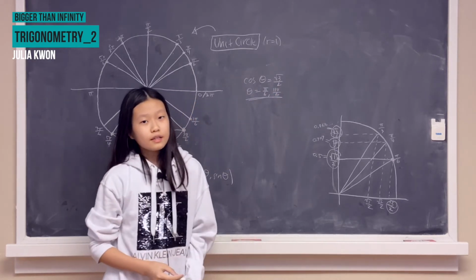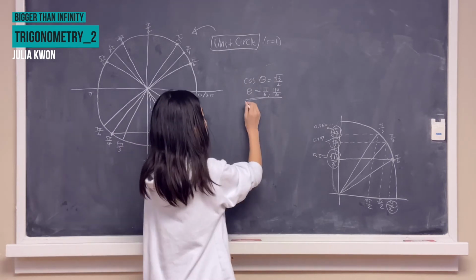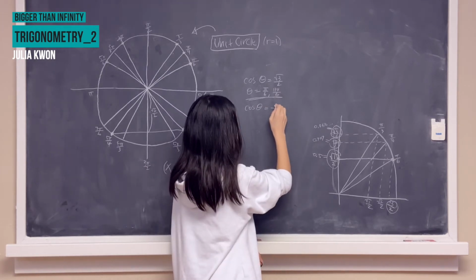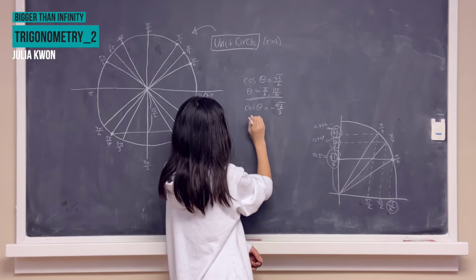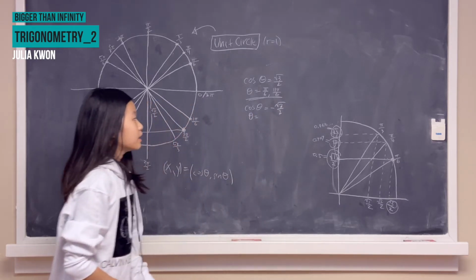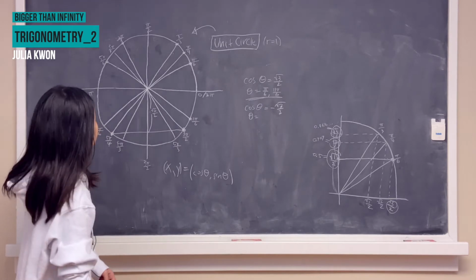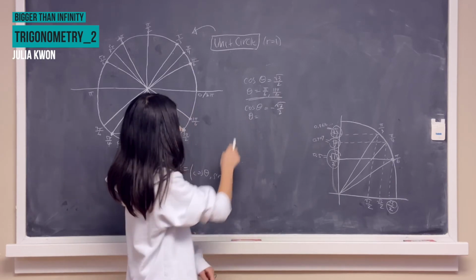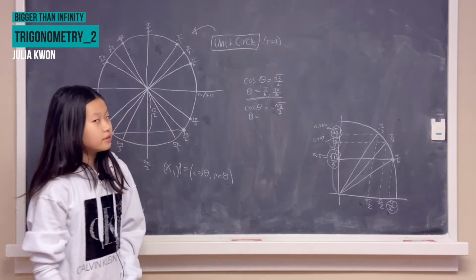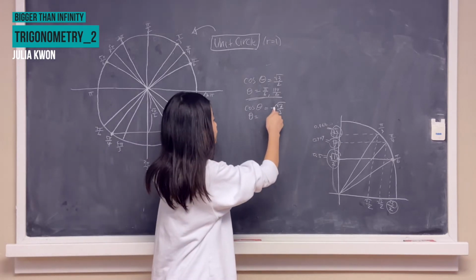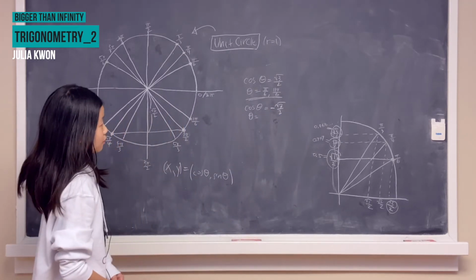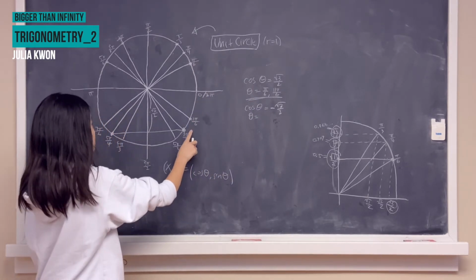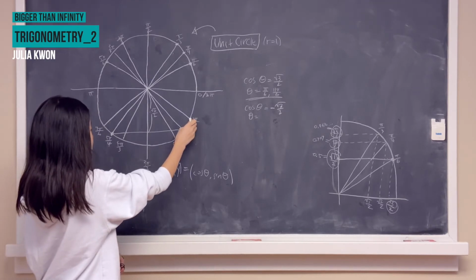So now here is another example for cosine theta. Cosine theta is equal to negative square root of 3 over 2. What is theta? Again, there are two answers for this one. So this problem is basically the same as the one that we just solved, except we have a negative here. And the two answers that we got before were pi over 6 and 11 pi over 6.